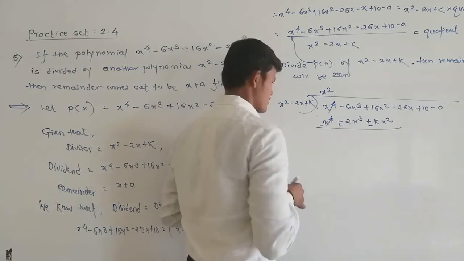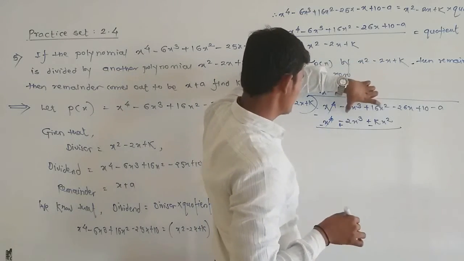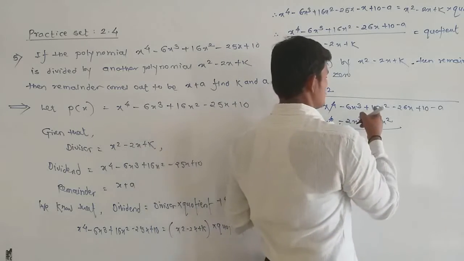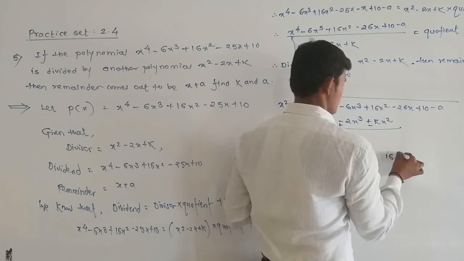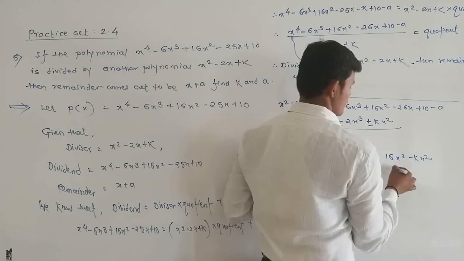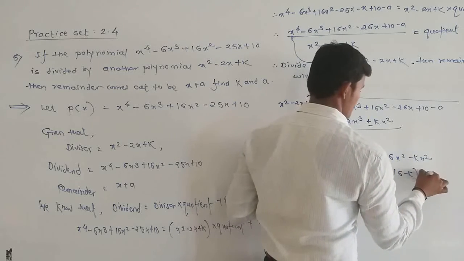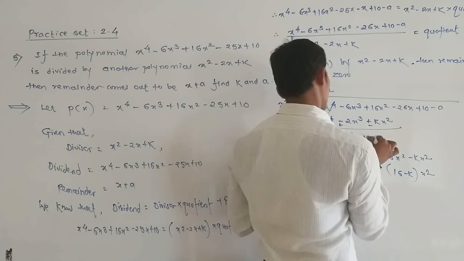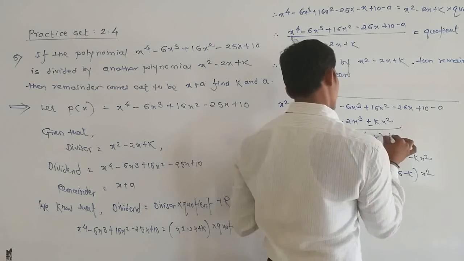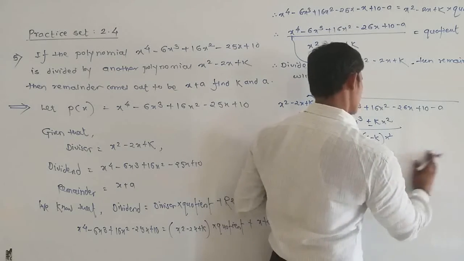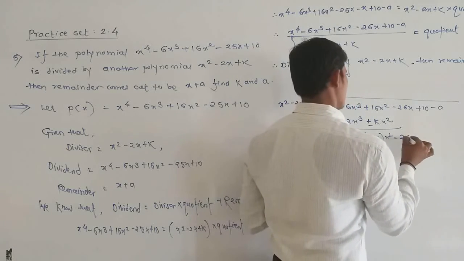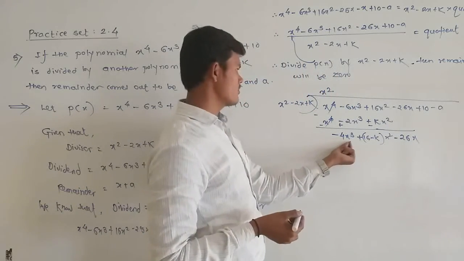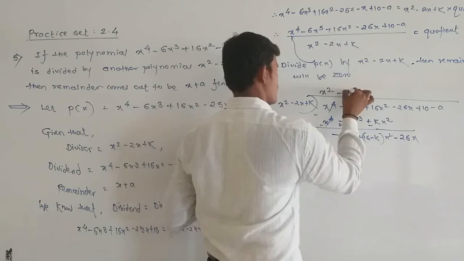x raised to 4 minus x raised to 4 gets cancelled. Minus 6x cube plus 2x cube is nothing but minus 4x cube. Here 16x square minus kx square. So we get 16 minus k in bracket x square, and the next term is minus 26x. Now we want minus 4x cube. For that, multiply by minus 4x.